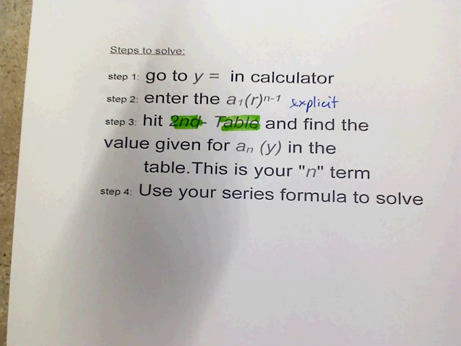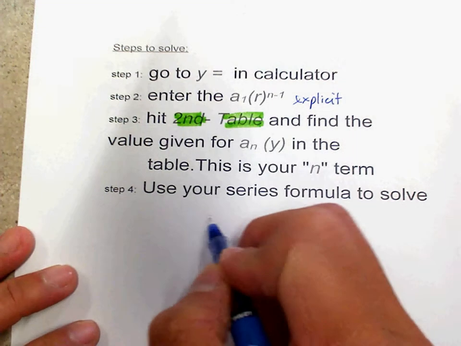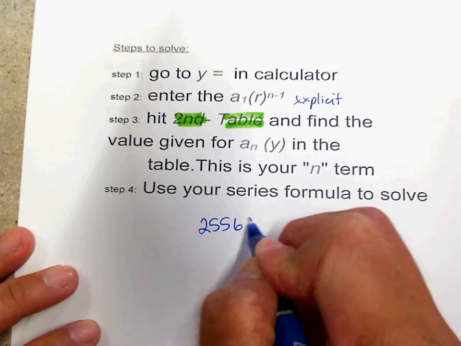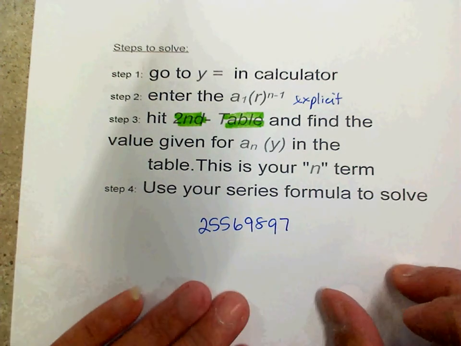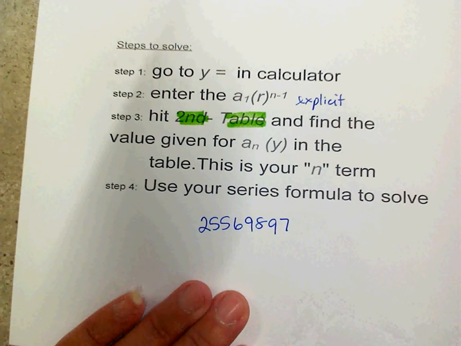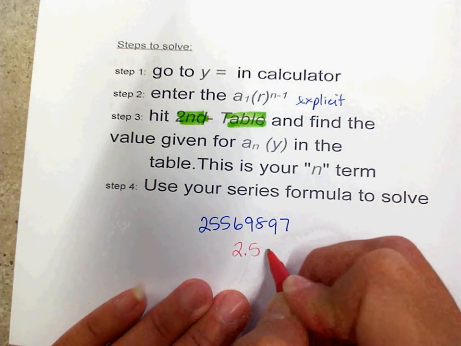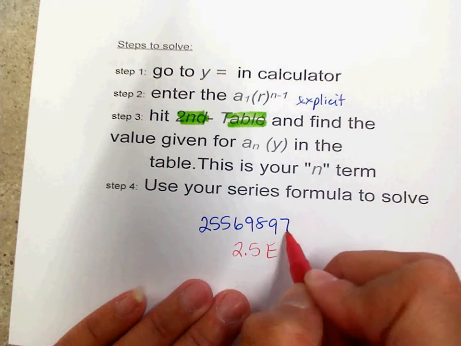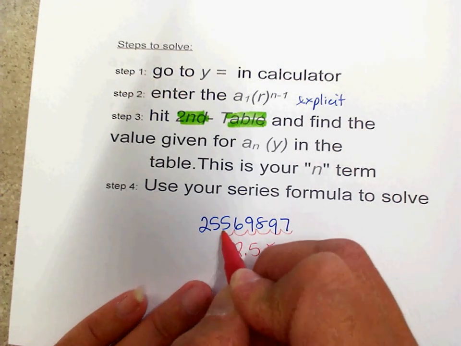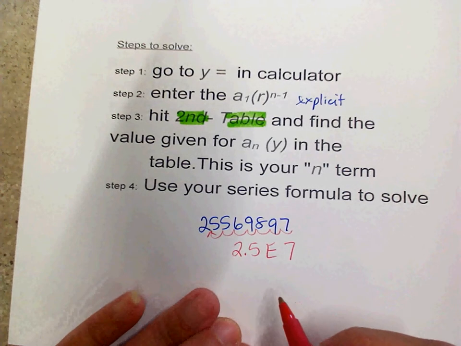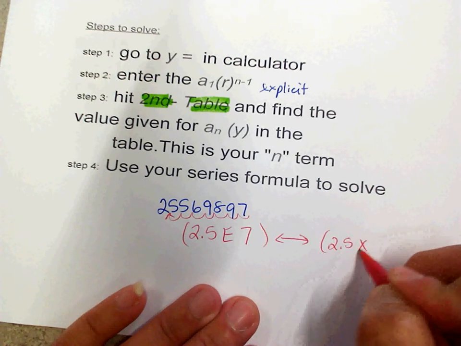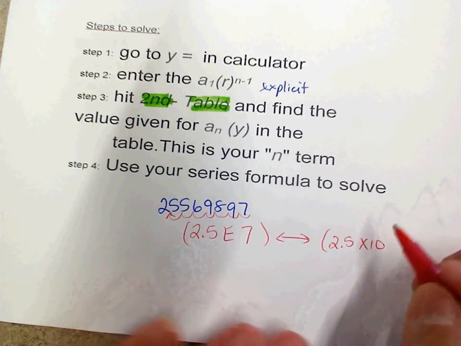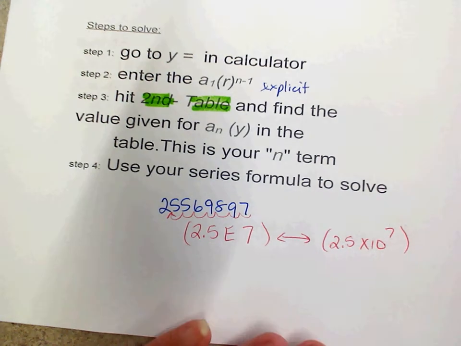Now, one thing I want to touch on is this. On your calculator, if you see a number like this, like when you're typing it, you get something like that. This right here is the same as 2.5 E, and then you count 1, 2, 3, 4, 5, 6, 7. You guys see that right there? This is the same thing as 2.5 times 10 to the 7th. That's an exponential, that's scientific notation.